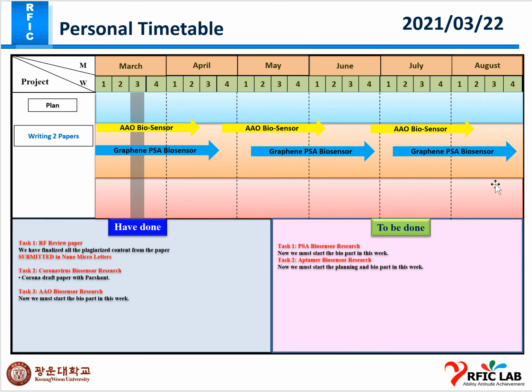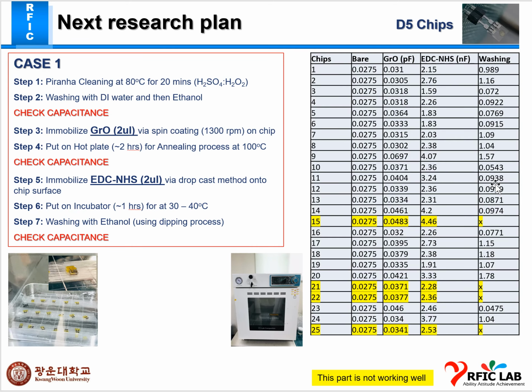So, in the last week, I mainly focused on the D5 chip to check how it works and what the capacitance values are in the case of the first case, as I already mentioned, where we use the Piranha and then graphene oxide, EDC, NHS, and then antibody. In the previous week, I already shared this PPT in our group chat.